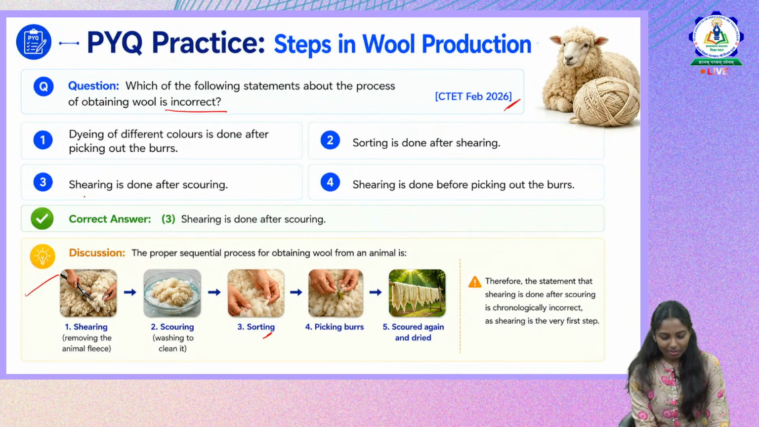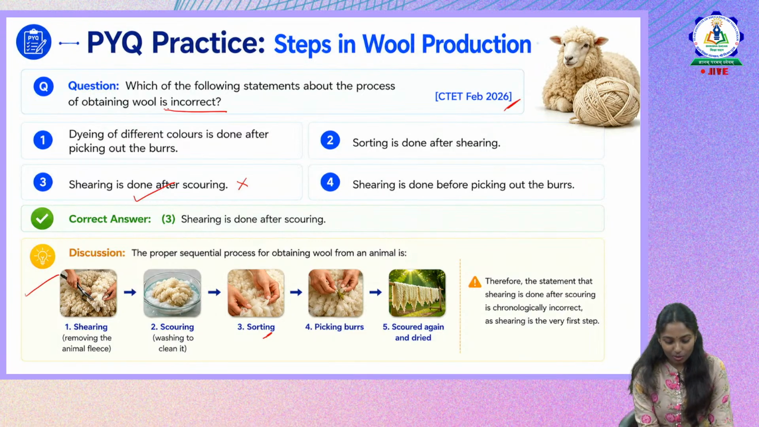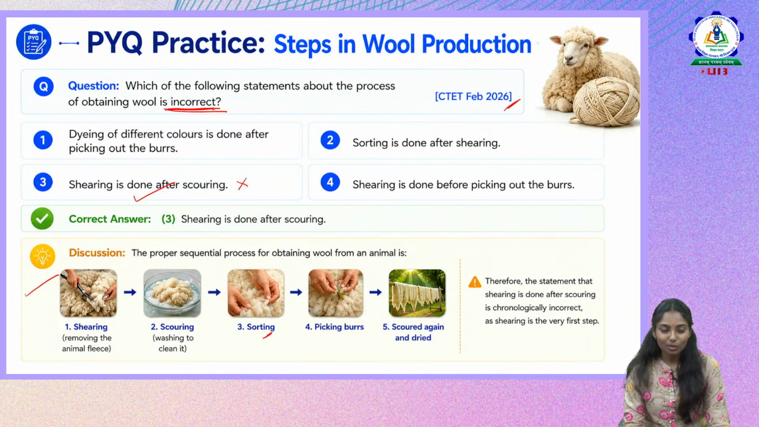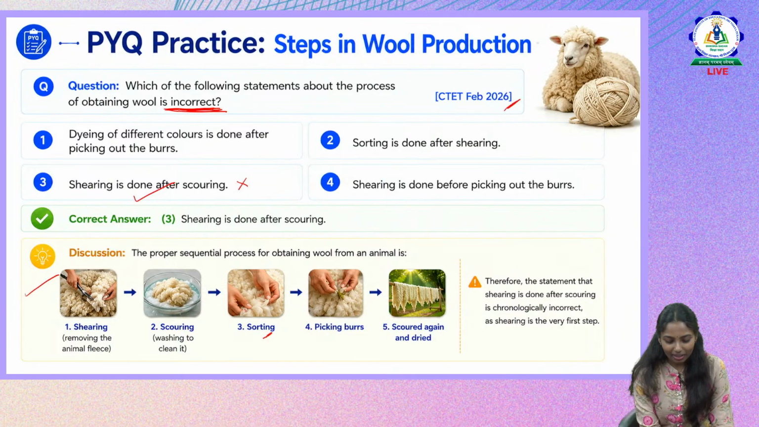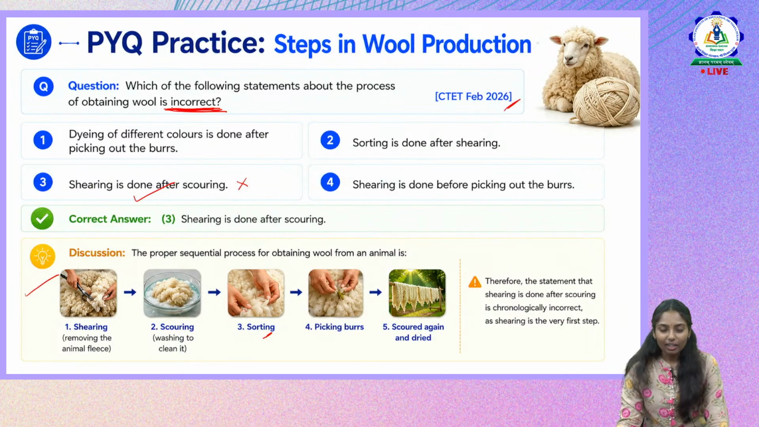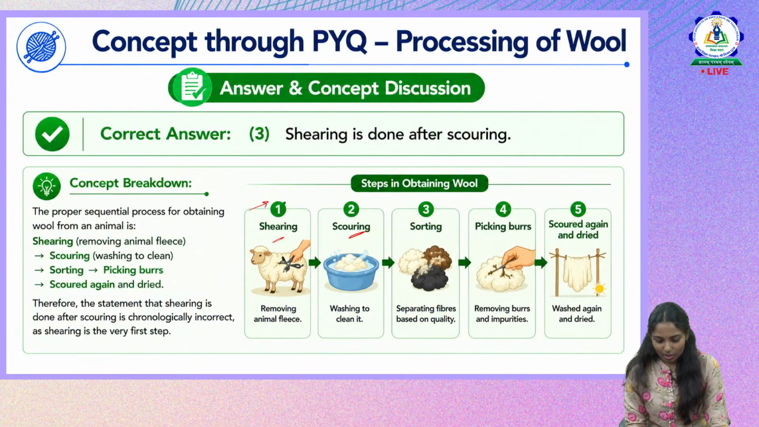Now we also have shearing is done after scouring. No. First shearing is done, then scouring is done. So this statement is wrong, but this option is correct. So this is how we can identify the answer. Even I was confused when I didn't see the correct one. So whenever we read the question, instead of jumping to answer straight away like what I did right now, you can just read the question once again and highlight whether what they're asking is incorrect or correct. Okay.